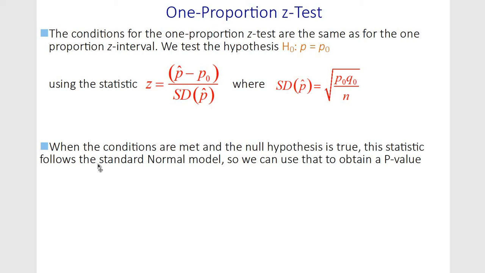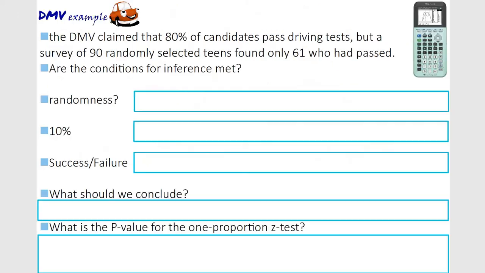All right, when these conditions are met and the null hypothesis is true, the statistic follows a normal model to obtain the p-value. So if we have our conditions met, we can use these things to follow a normal model and get the p-value, the probability. All right, let's do an example.